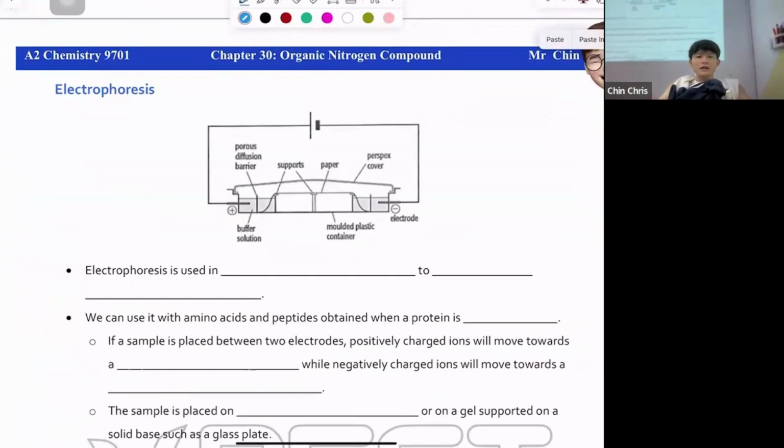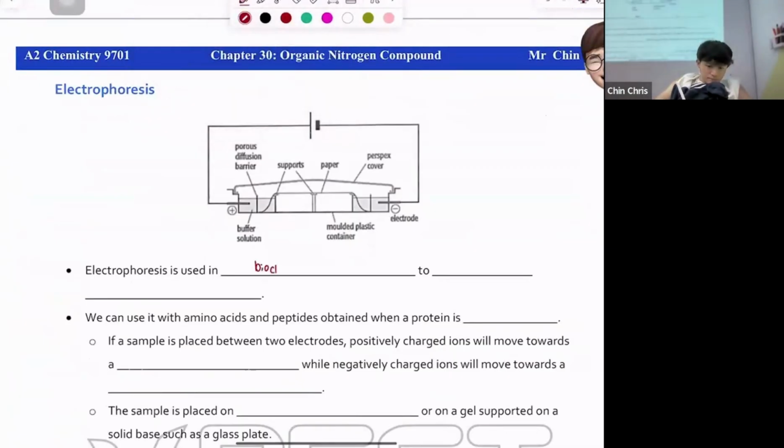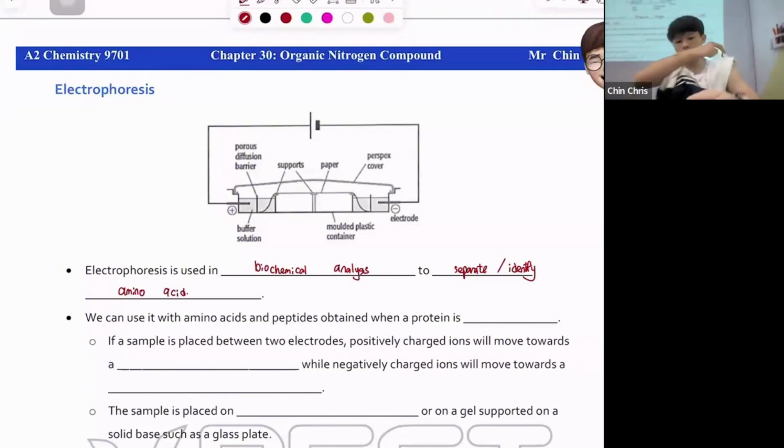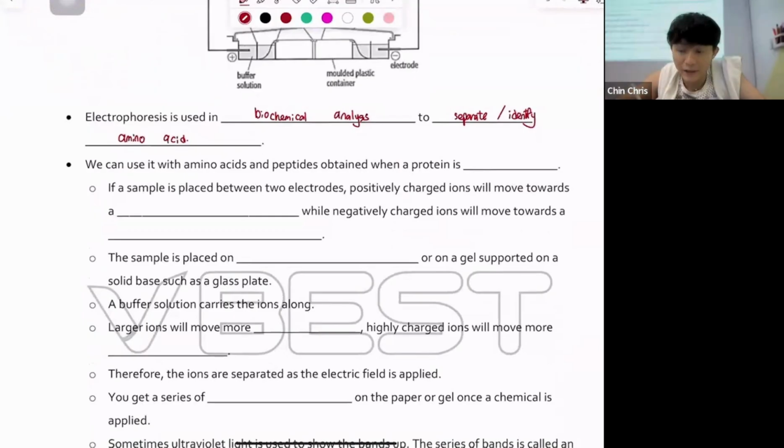All right, guys, now let's look at electrophoresis here. Electrophoresis is used in biochemical analysis. The purpose is either to separate or to identify amino acids, remember? We can use it with amino acids and peptides obtained when a protein is hydrolyzed.